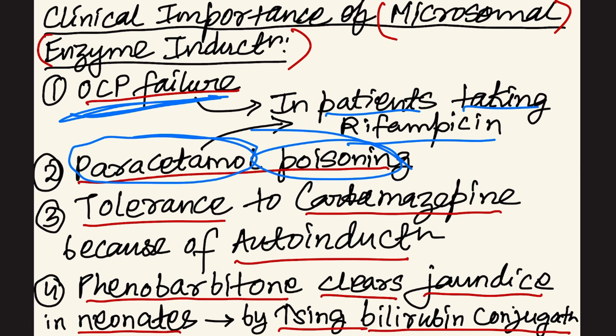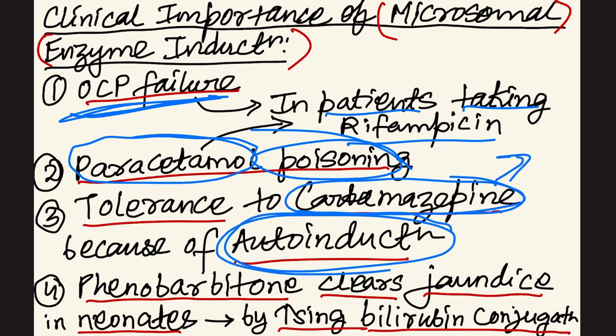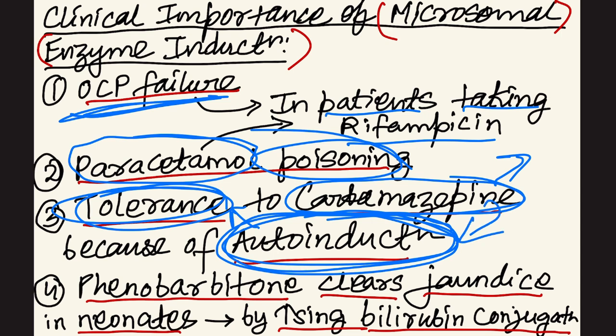Then suppose we have a drug that is carbamazepine. What it does is it is an enzyme inducer and it induces the enzyme which is responsible for its own metabolism. So this is what we call autoinduction, and as a result it leads to a phenomenon called tolerance. That is, earlier at a particular dose we were getting the effect of carbamazepine, but now since it is getting metabolized because of its self-induction process, at the dose where we were getting the effect earlier, now we will not get the effect. We will have to increase the dose of carbamazepine. So that is called tolerance, which occurs because of autoinduction caused by carbamazepine.